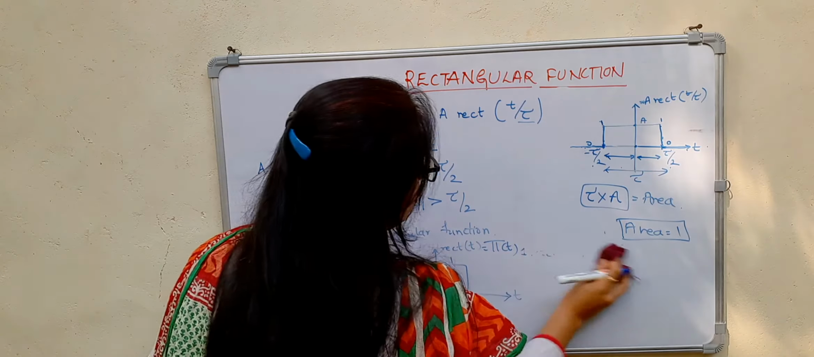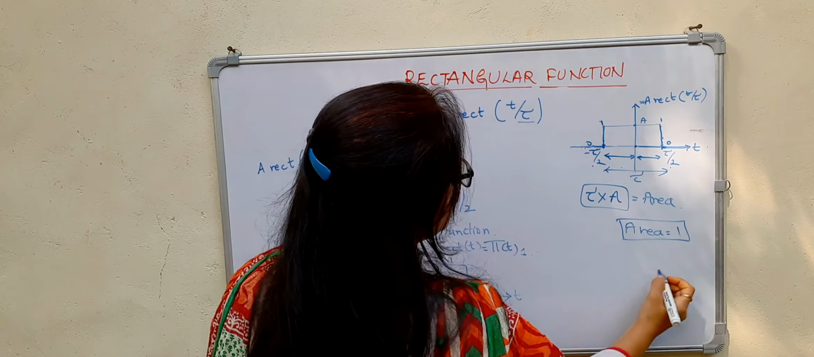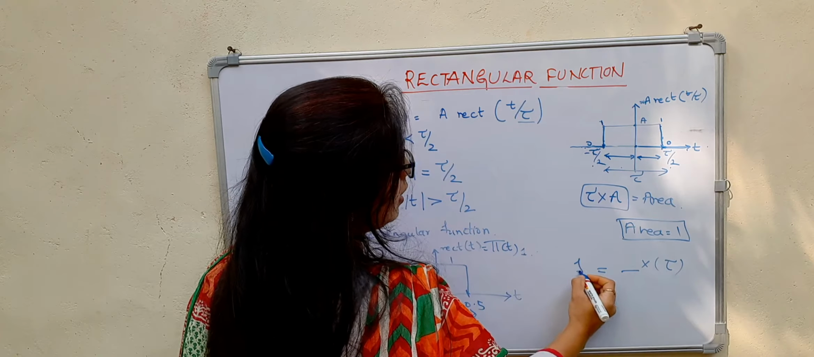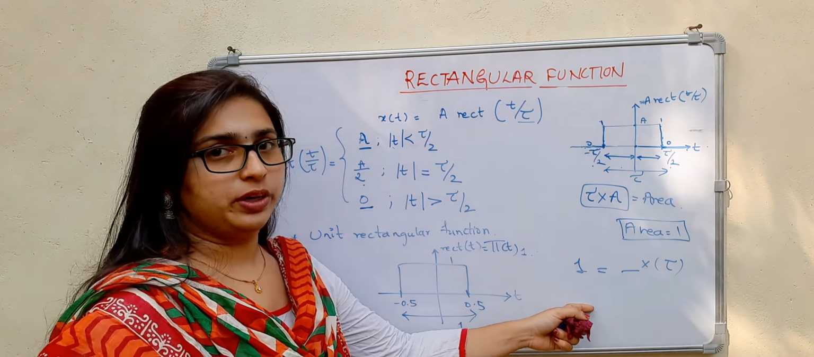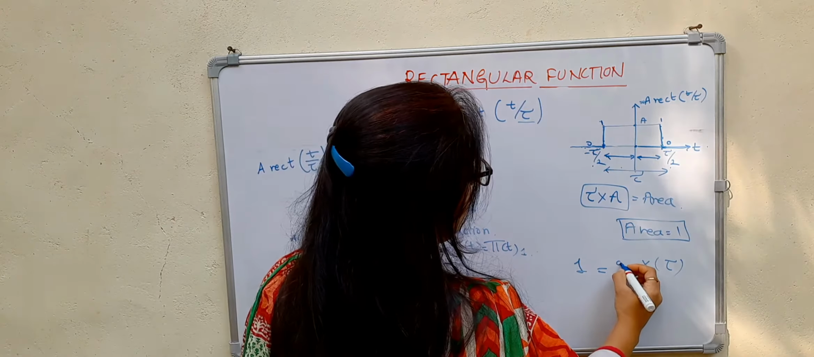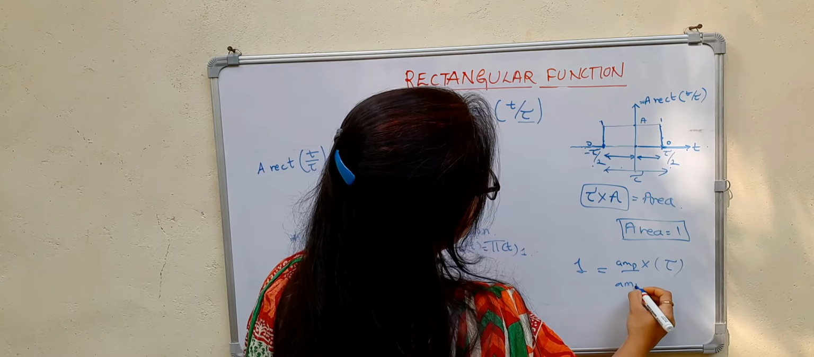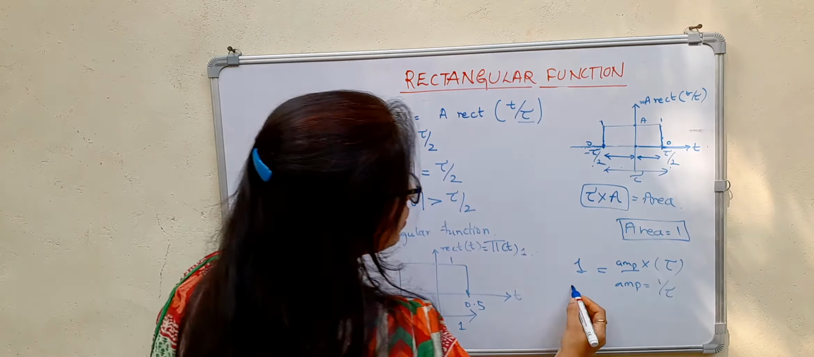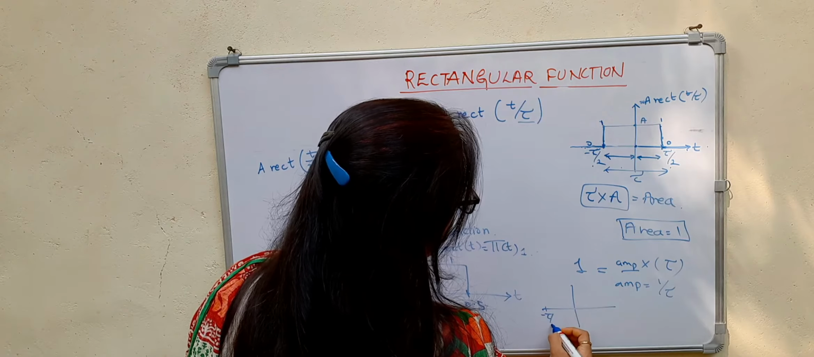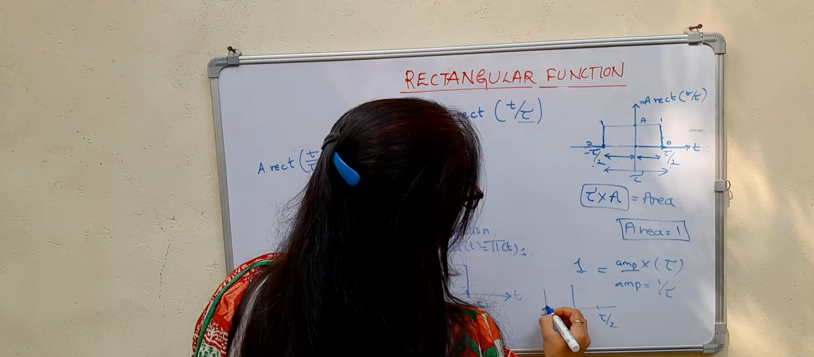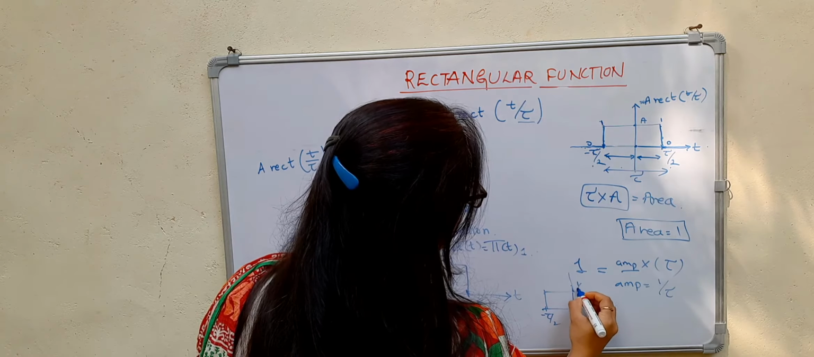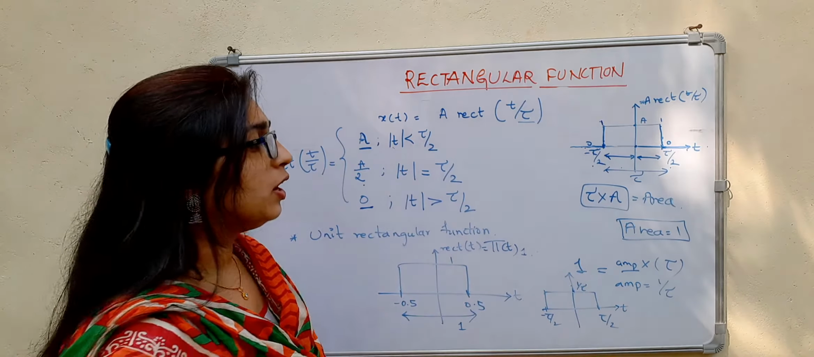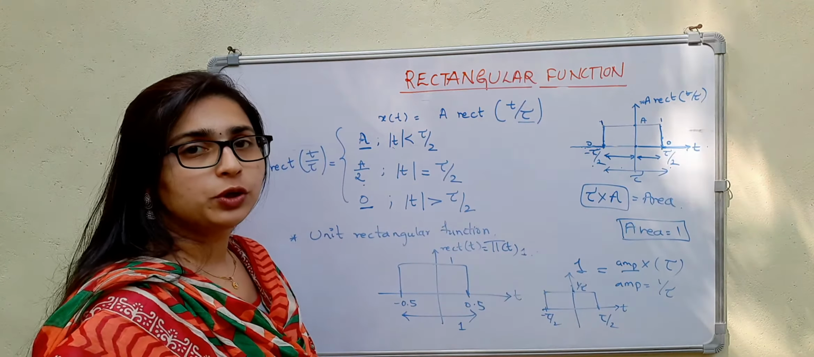Next. See, if I consider the total width as tau, what should be your height so that the area should be equal to unity? Okay, the amplitude should be equal to 1 by tau. Right? So now I can draw like this, right? Minus tau by 2, tau by 2. Here it should be 1 by tau. Okay, 1 by tau should be your height so that the area will be equal to unity.